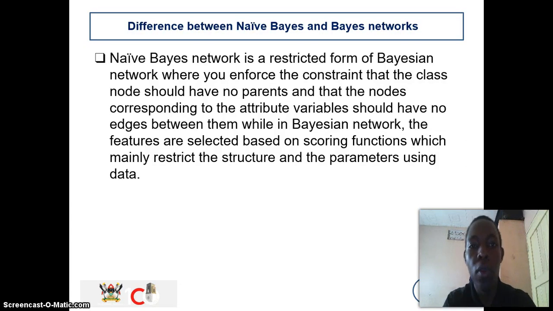The difference between Naive Bayes and Bayesian networks. Naive Bayes is a restricted form of Bayesian network where you enforce the constraint that the class node should have no parents and that the nodes corresponding to the attribute variables should have no edges between them. While in a Bayesian network, the features are selected based on scoring functions, which mainly restrict the structure and the parameters using the data.